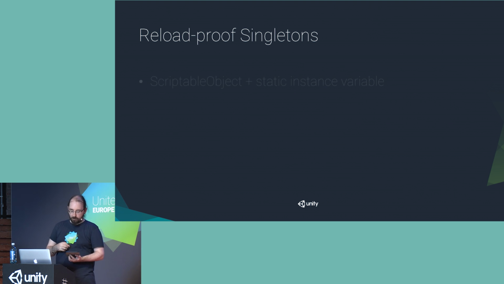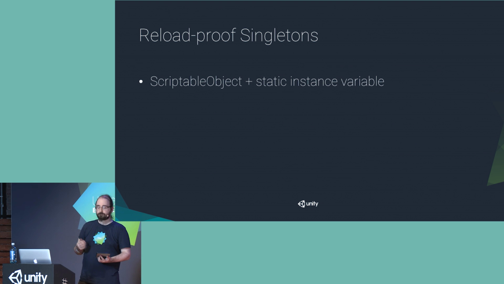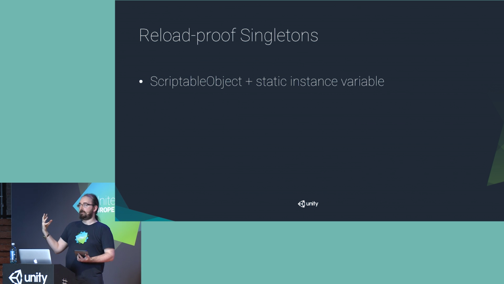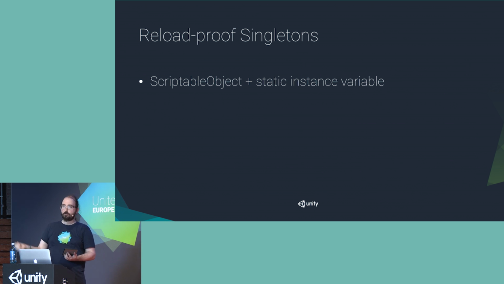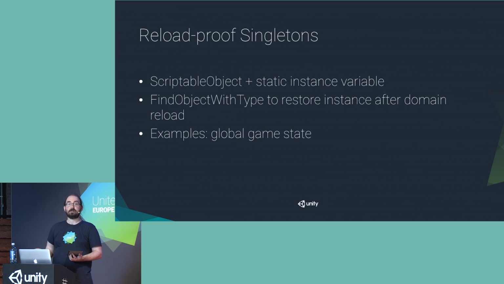So the pattern's pretty simple. You have a Scriptable object plus a static instance variable. So you make one of these Scriptable object instances, and you store the reference to it in the static variable. And then after a domain reload, because these things can survive that, if you've set the hide flags on it correctly, you can repopulate that static instance variable using FindObjectOfType to go and relocate the thing after the reference got lost. So an example of this one is global game state.